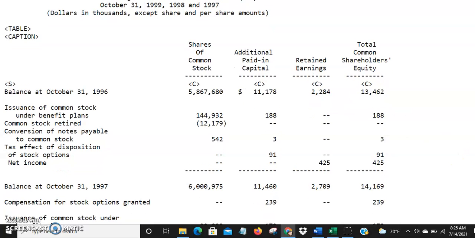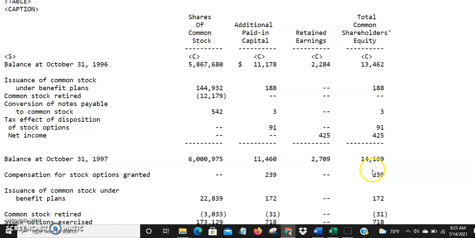And then what happened is they made a little profit that year of 425,000, and they also generated a little bit more money. So here you see they have 6 million shares outstanding compared to 5.8 million. You can see this has increased, and this has increased because they made some money. I'm sorry, they actually made a profit. So if you add both of them, 2,284 and 425, you get 2.7 million.